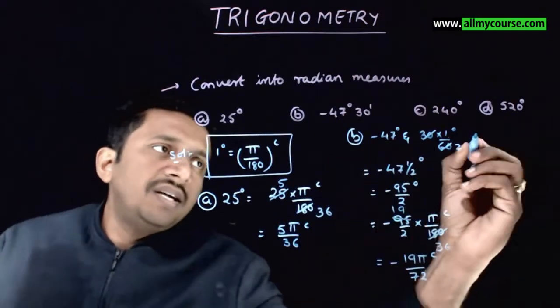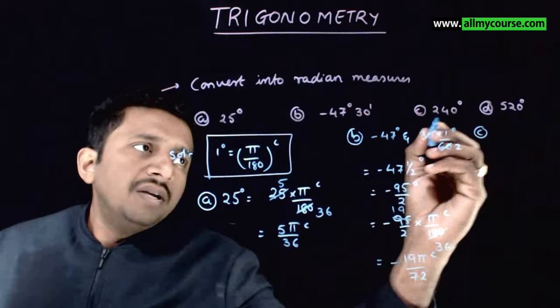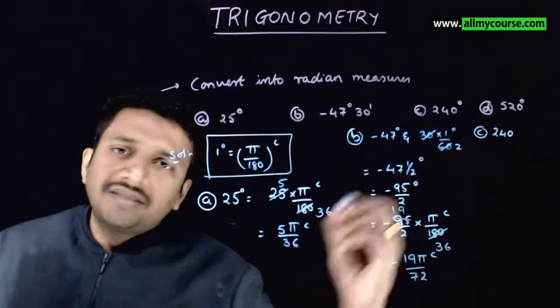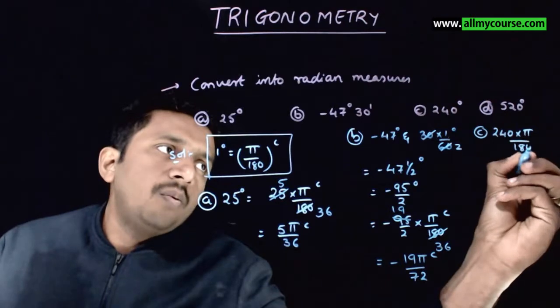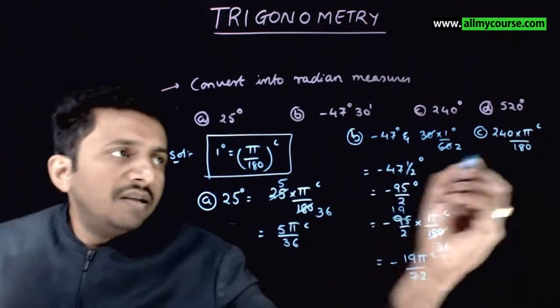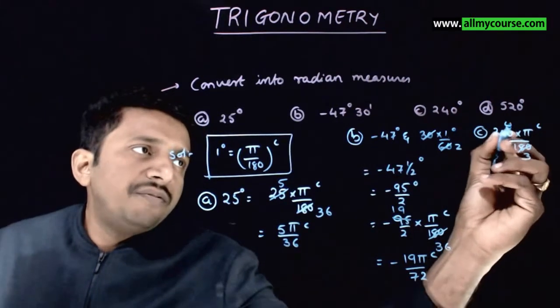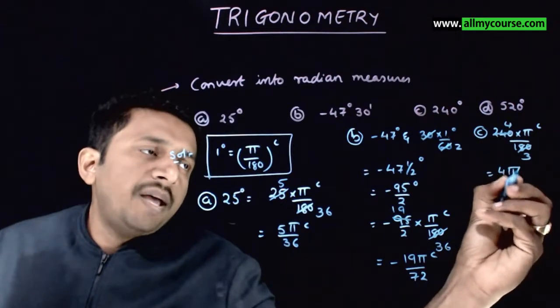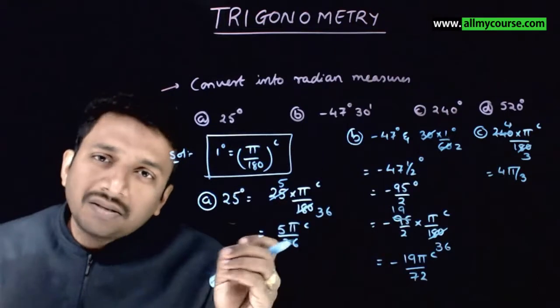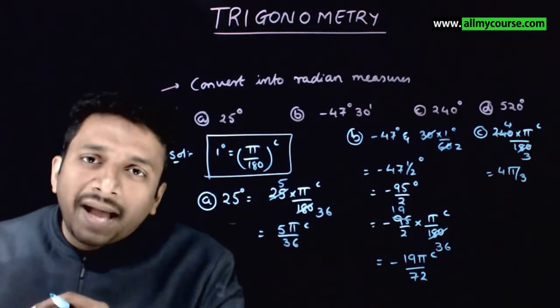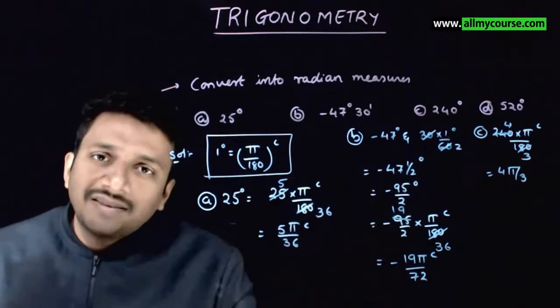So now let's go to the third sub question. 240 degrees, and 1 degree is pi by 180, so into pi by 180 radians. So 60 3s are 180, 60 4s are 240. That is equal to 4 pi by 3 radians. So even if you don't write any units, the meaning is that the angle is in radians. I can leave it like this.